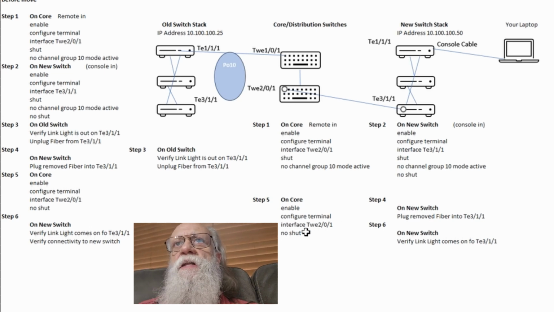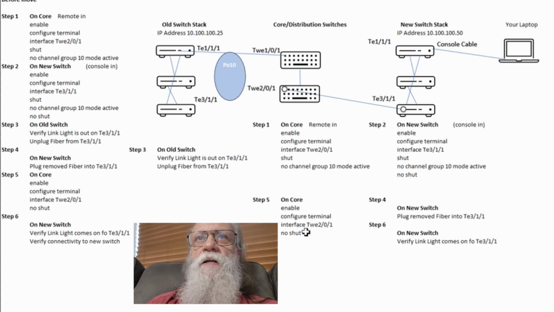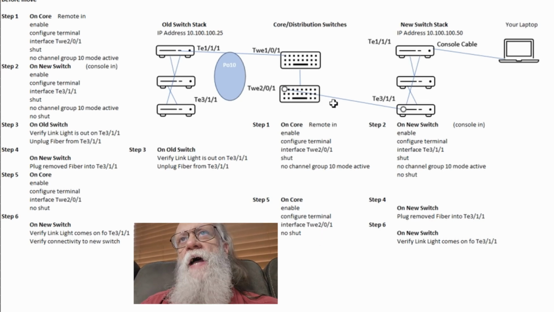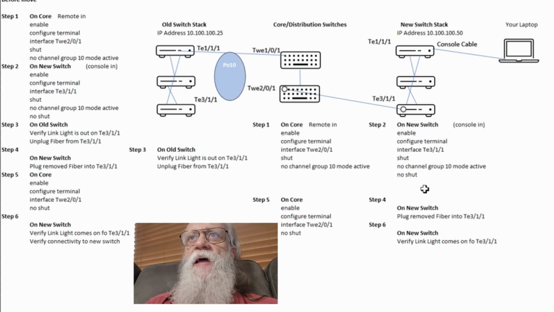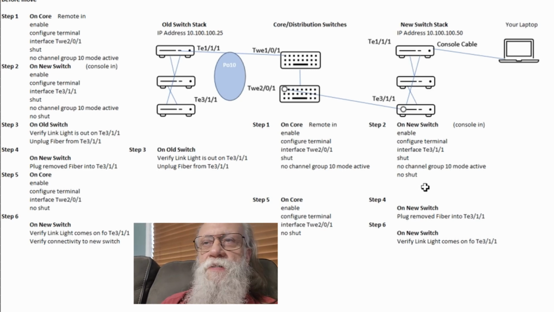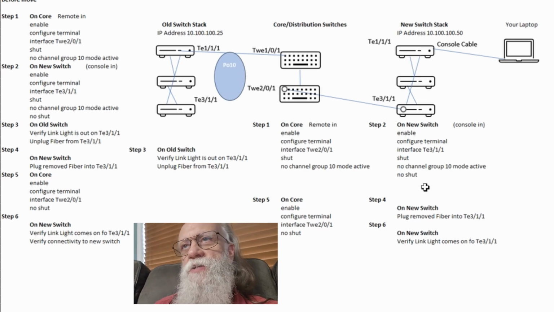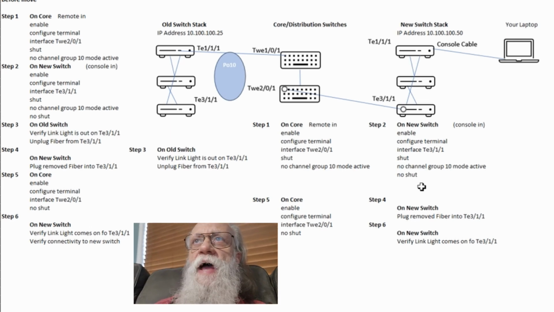I'm probably still in the interface. If for some reason you logged out, you're going to have to do the enable, config T. If you're still in that interface where you shut it down, now you're just going to run the command no shut on your core. That's going to make this a live interface. So now I'm going to go to my new switch and verify that that link light comes up. It may take a couple of seconds, so just kind of be watching that. It may take 5, 10, 15 seconds, but eventually that'll turn green. Once it's done that, you know it's good.